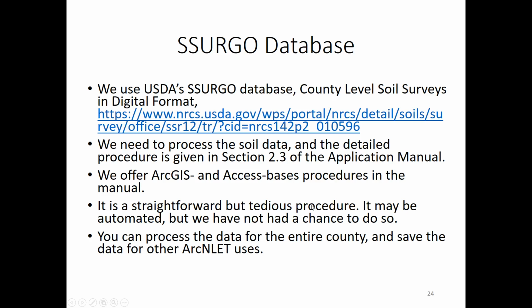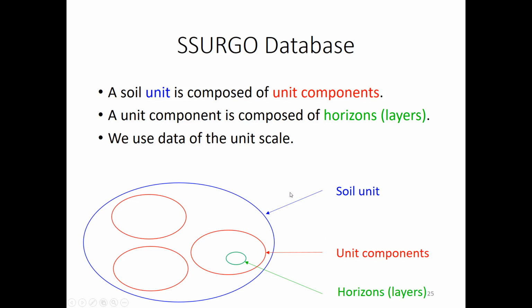But this procedure is a little bit tedious, and you have to follow the procedure we gave in the report. There may be a way to do the process automatically, but we have not had a chance to automate the procedure. But one good thing is you can do it for the entire county, and then you save the data for other ArcNLET use. So you model one neighborhood in the county, and you process SSURGO data for the entire county. Then if you need to run ArcNLET for another area of the county, you can use this processed data for it.